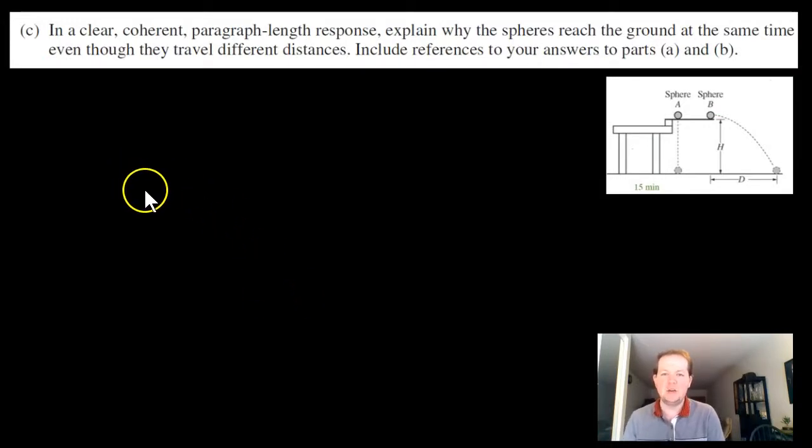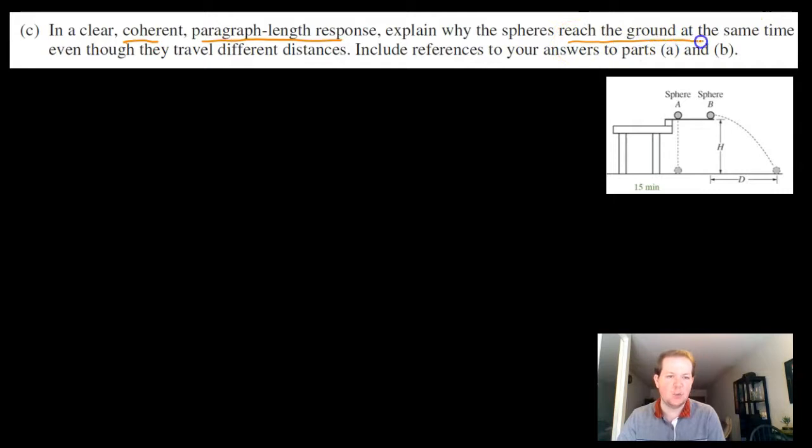C: in a clear, coherent, oh God, here we go. Here we go. Thrasher's been training me for this all year. In a clear, coherent, paragraph-length response, explain why the spheres reach the ground in the same time, even though they travel different distances. Include references to your answers in part A and B. In a clear, coherent paragraph, they don't say I can't use an equation. Okay. Explain why the spheres reach the ground at the same time.